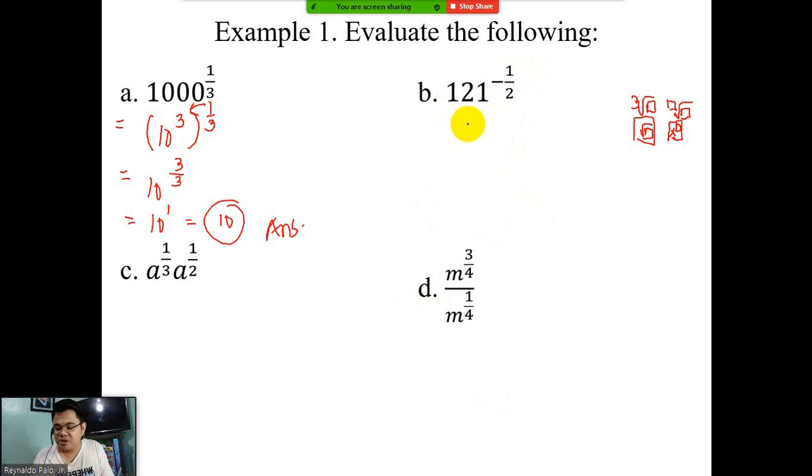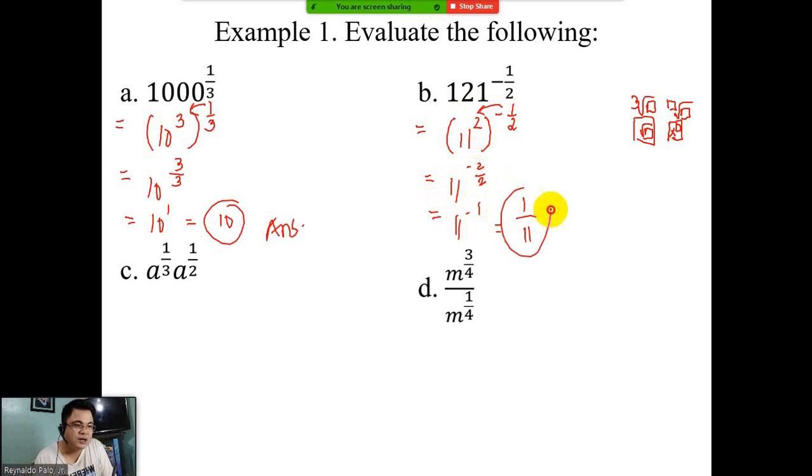Let's try again. Square root of 121 is 11. So we can use the factor of 11, which is raised to the second power because we took the square root, and then raised to -1/2. Then the next thing is to multiply -1/2 to 2. So we will be getting 2 times -1, -2/2. So -2/2 is -1, or simply 1/11. This will be now the final answer. Why did it become 1/11? Because of the negative exponent.